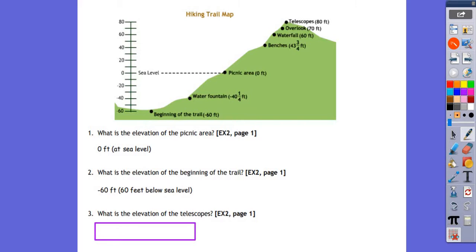What is the elevation of the telescope? 80 feet. What does 80 feet mean? 80 feet above sea level.